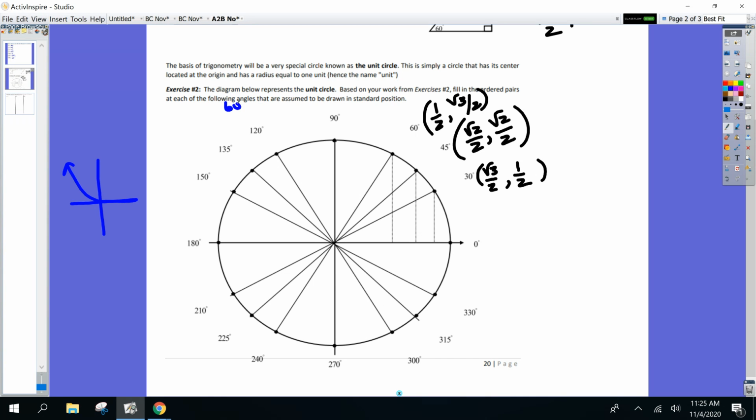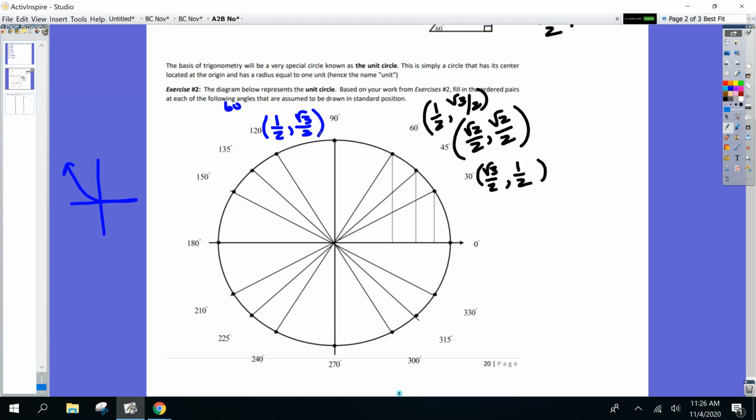Go to 60 degrees again. What was the coordinate? 1/2, radical 3/2. It's going to have the same coordinate as its reference angle, with a little twist. Here's the twist. What quadrant have we just crept into? Quadrant 2.